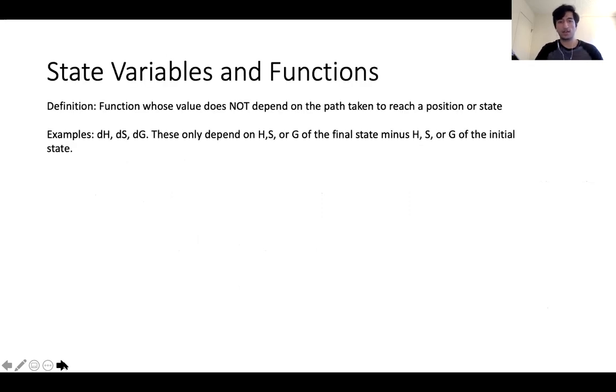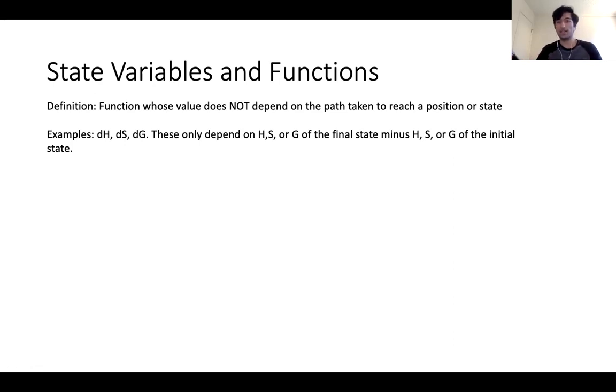Okay, so now I'll go over thermodynamic cycles. The first thing I want to talk about is state variables and functions. The textbook definition of a state variable or state function is something whose value doesn't depend on the path you took to get there. I think the definition doesn't do as much justice as looking at some examples of state variables and functions. So an example would be delta H or delta S or delta G.